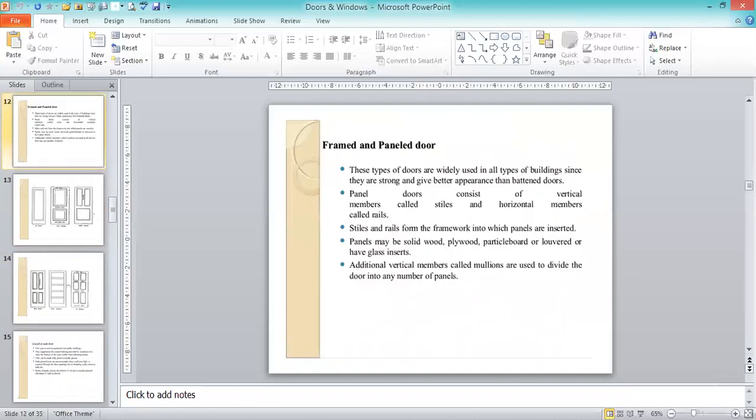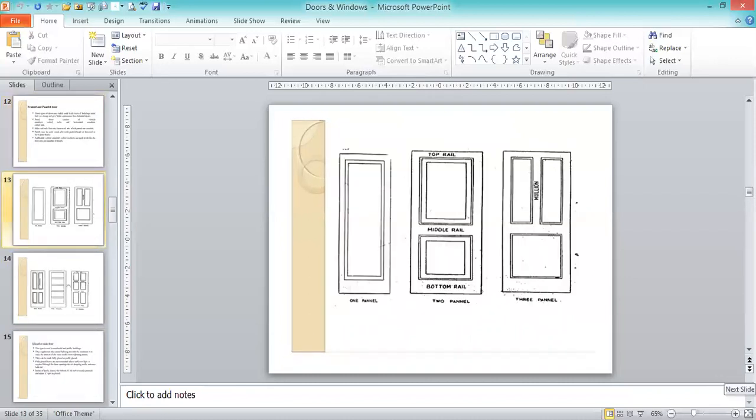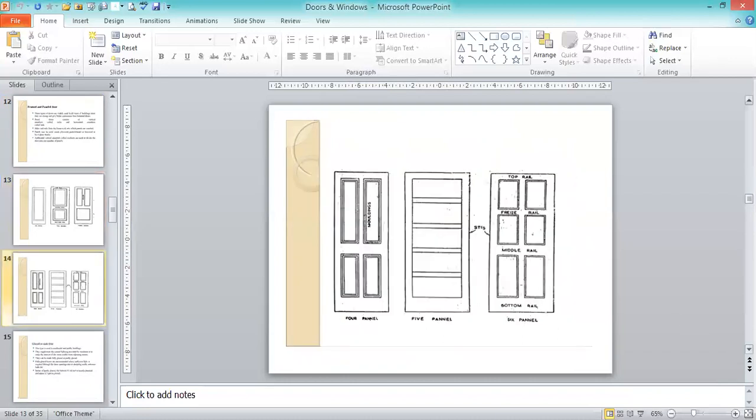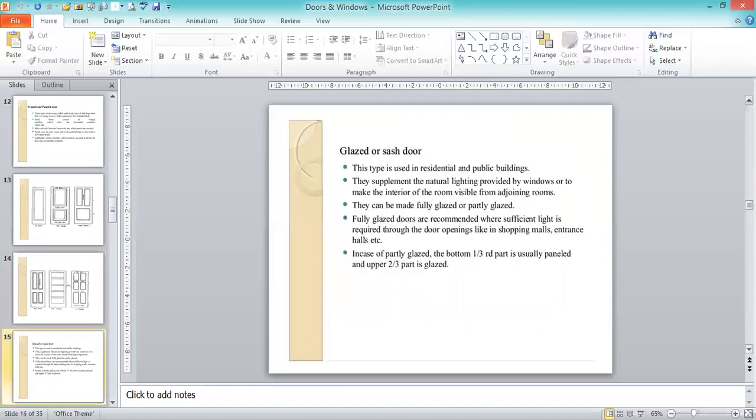Framed and panel door. So this is the framed door, completely one frame. Here the panels are provided. This is a 5 panel door. This is a 4 panel door. This is a 6 panel door. Glazed door.